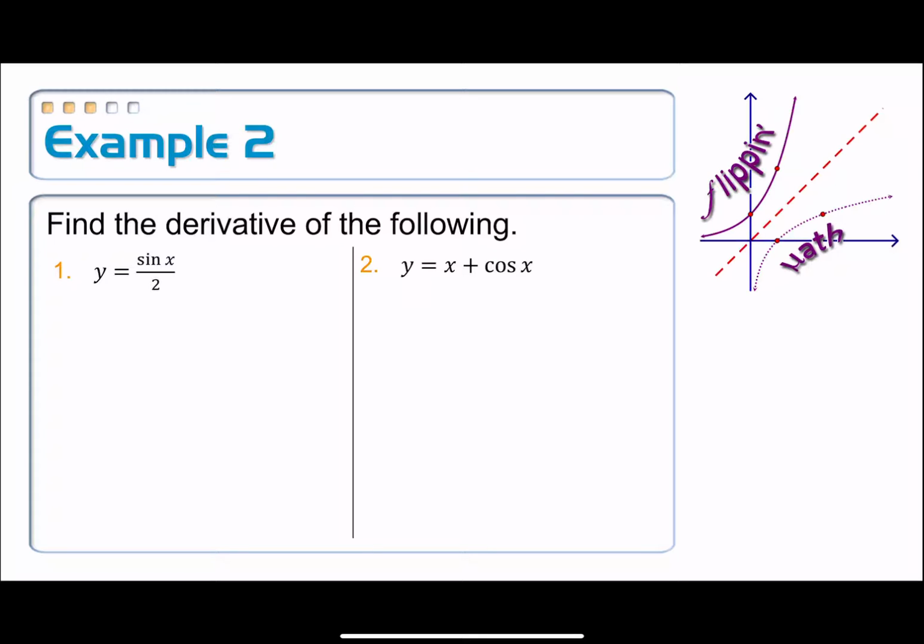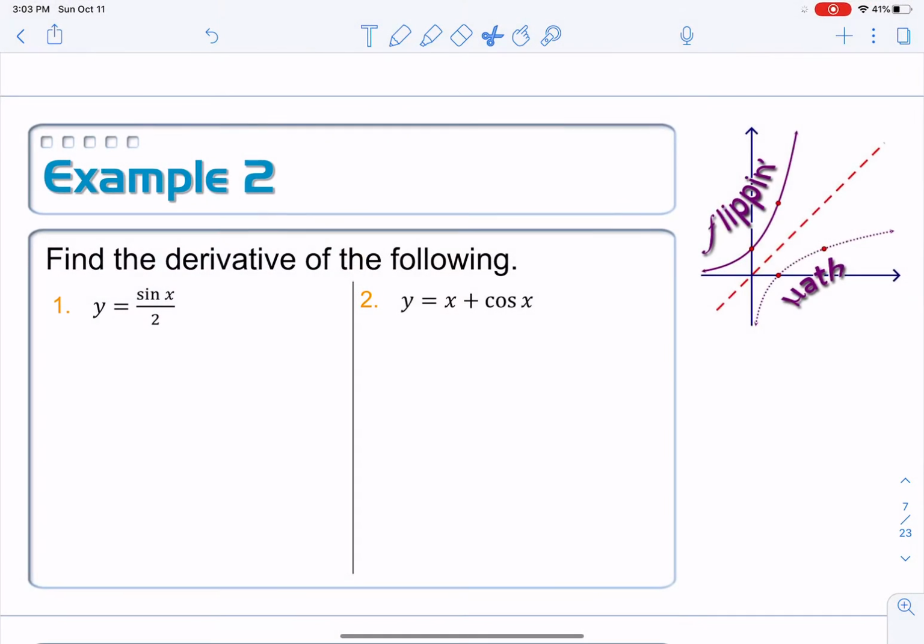Let's put those derivative rules into practice, the ones for sine and cosine. We're going to save the more complicated ones for the later part of the lesson. But for right now, example 2, find the derivative of the following. Number 1, we've got y equals sine x divided by 2. Number 2, y equals x plus cosine x. All right, let's get started.